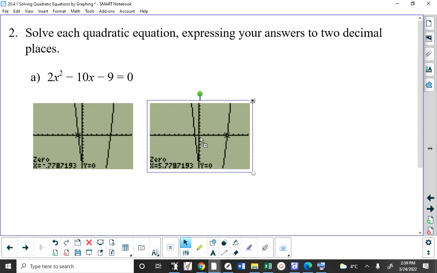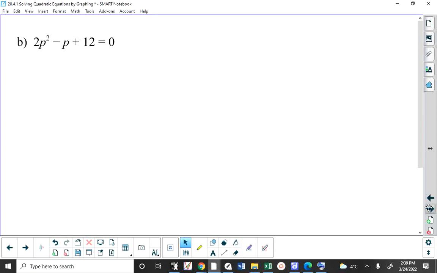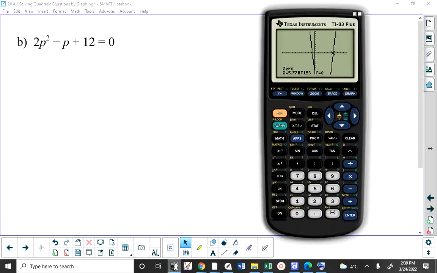Are we okay with this? Okay, I can see that some of you are getting bored. Let's try this one. You go ahead and solve this equation graphically for me. That's what it means to solve it graphically. You're going to graph the corresponding function and find the x-intercepts.